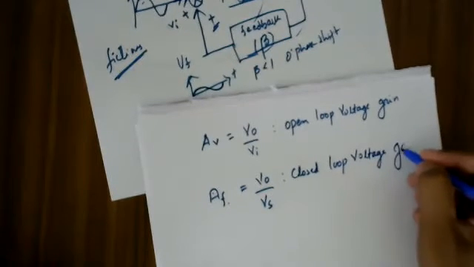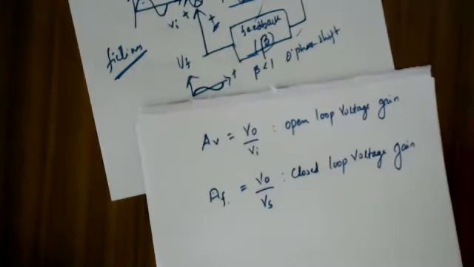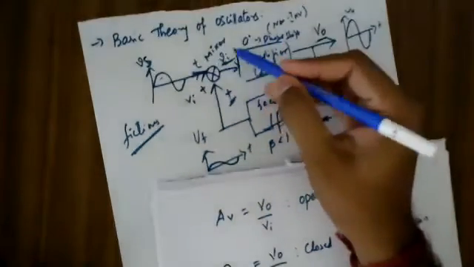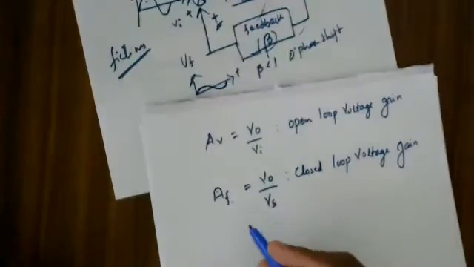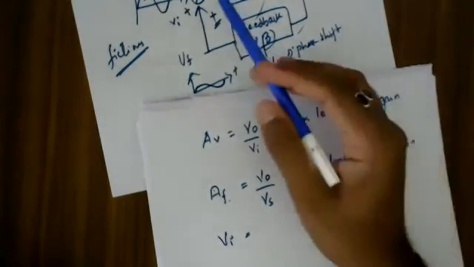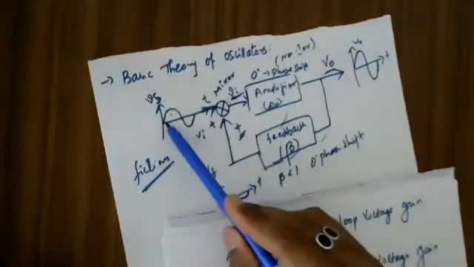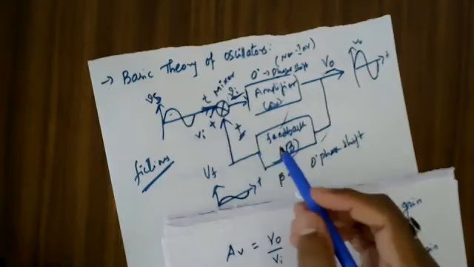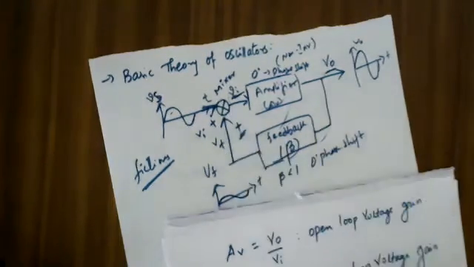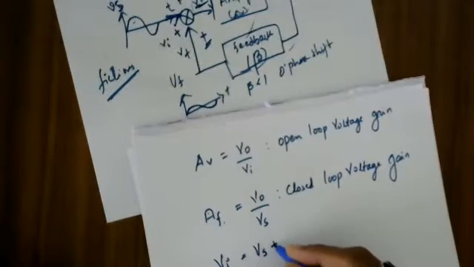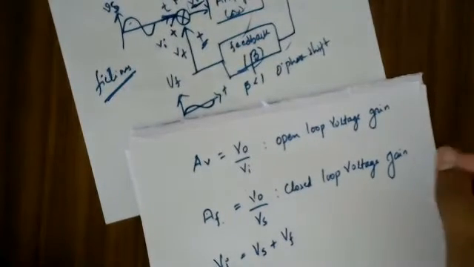This is said to be the closed loop voltage gain. Understanding? Now, let me write an equation for your input voltage Vi. So Vi is equal to your source voltage Vs plus your feedback voltage Vf. So I can write Vi is equal to Vs plus Vf.